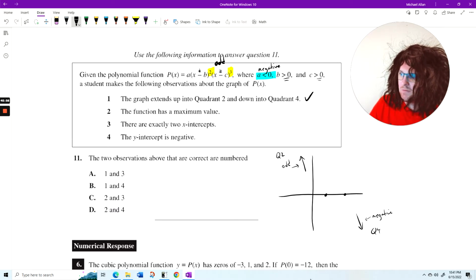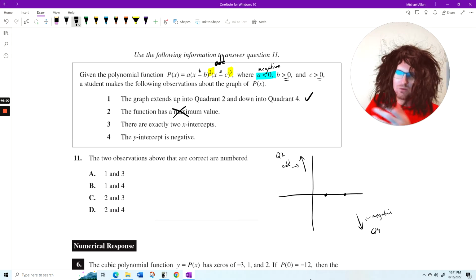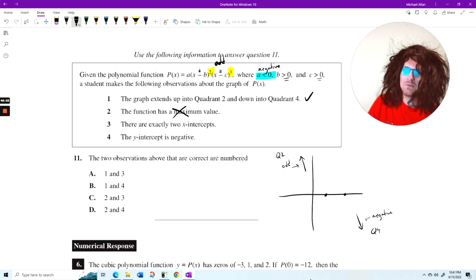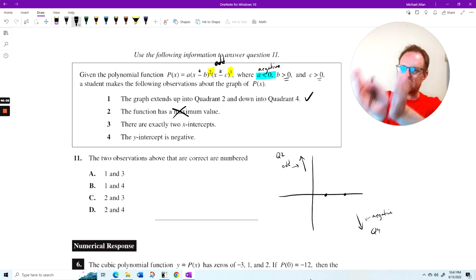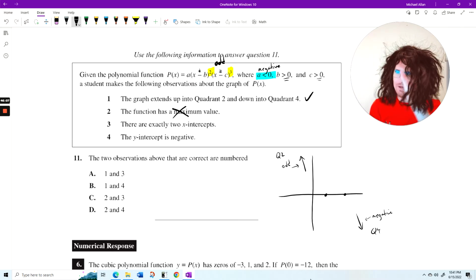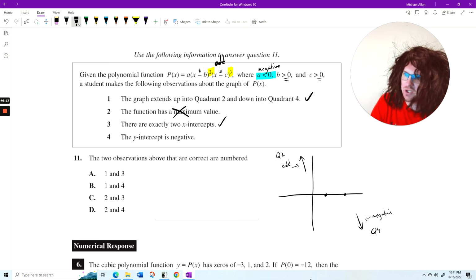It does not have a maximum value. We're talking about absolute maximum values, not like relative ones. So maximum, like those would be like quadratics where they actually have a min or max point. So this is, because it's odd, it doesn't have one of these. It has exactly 2 x-intercepts? Yeah, it does. And its y-intercept. Let's just double check that.